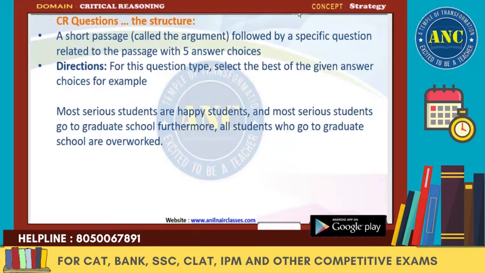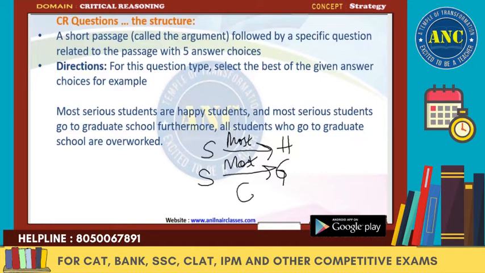For example, most serious students are happy students and most serious students go to graduate school. Furthermore, all students who go to graduate school are overworked. So the statements that have been provided in the stimulus can be followed by this diagram. So we have most serious students that are happy students. So these are most. And the next one, most serious students go to graduate school. Again, most. Furthermore, all students who go to graduate school are overworked.